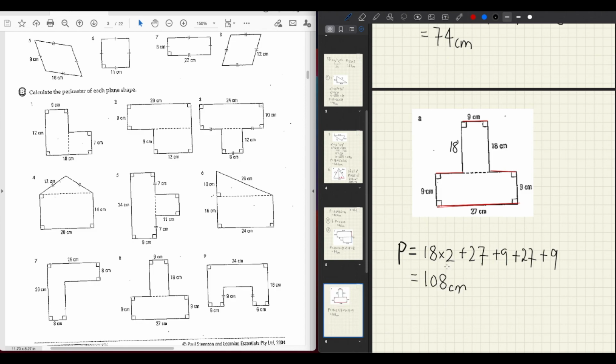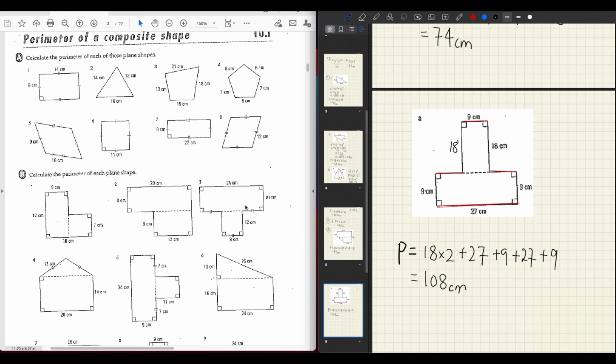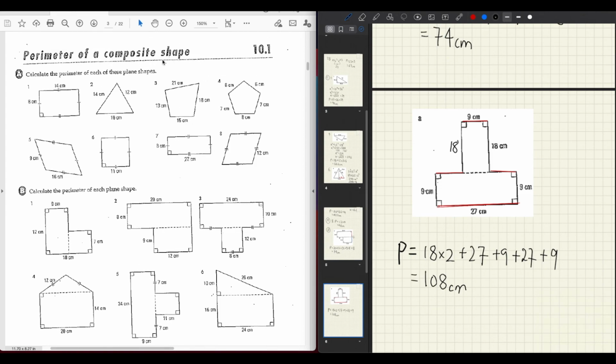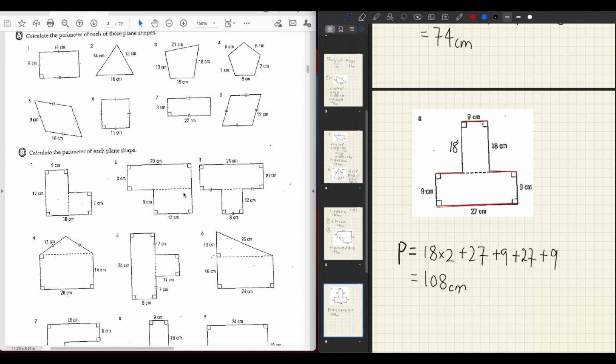Okay. So hopefully by going through these 2 examples, it's enough for you to get a good understanding of how to find perimeters, finding the perimeter of a composite shape. A composite shape is basically 2 shapes combined to form a new shape.